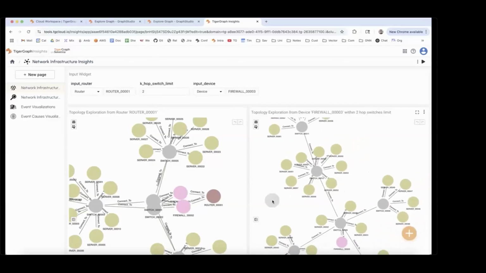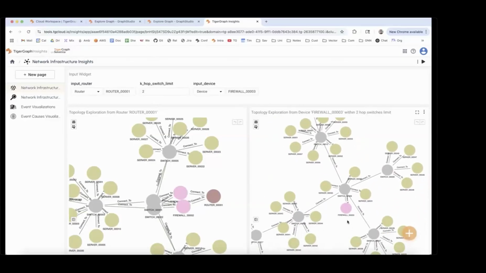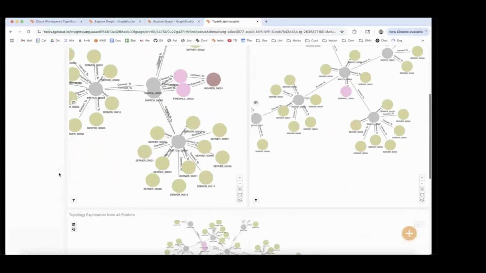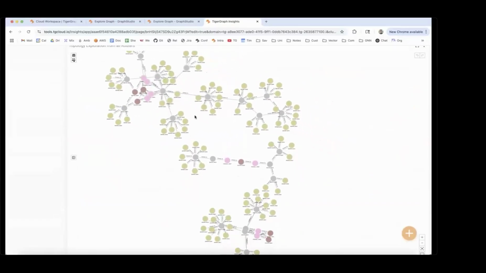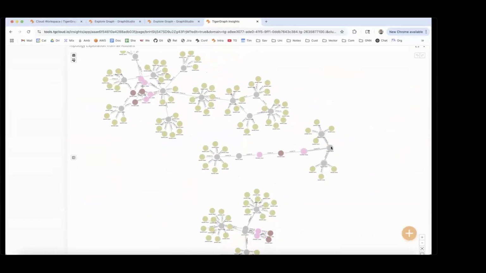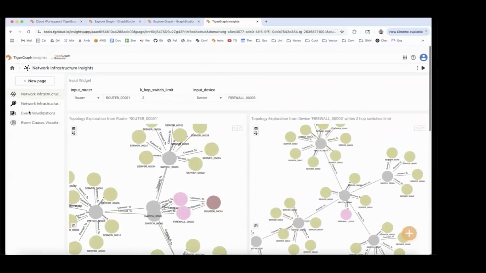On the right-hand side, I have a similar view, but starting with firewall 3, and I can see the switches and servers that firewall 3 is connected to. If I move down, I can see my entire network. So very clearly here, all of the device connections are shown. And I can also see that my network is essentially composed of 3 different subgraphs.